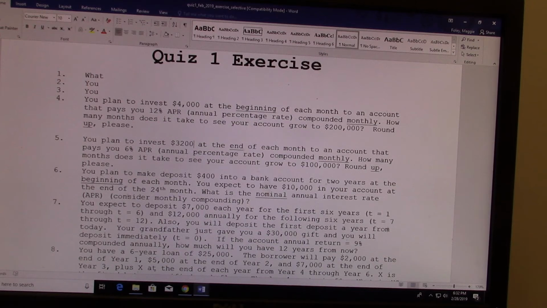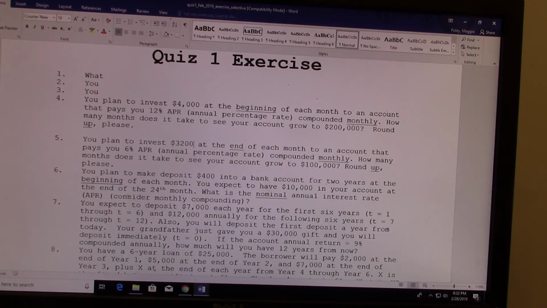Question number 6. You plan to deposit $400 into a bank account for 2 years at the beginning of each month. You expect to have $10,000 in your account at the end of the 24th month. What is the nominal annual interest rate? Okay, so this question is asking for interest rate. By reading the question, you deposit $400 into a bank account for 2 years at the beginning of each month. So $400 is your monthly investment. But at the beginning of each month, so type equals to 1.